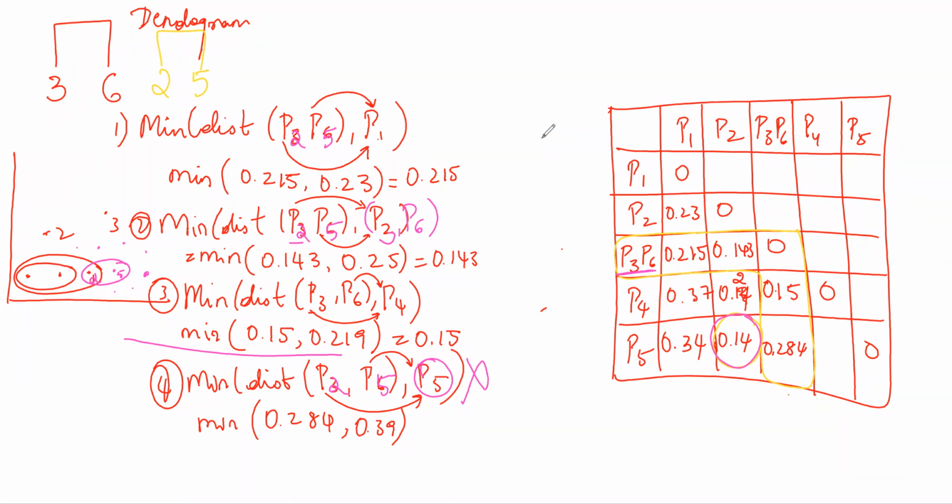2 and 5, I cannot check for P2 because it is already there. I can take P3, but P3 is already a cluster of P3 and P6. So I will take P3 and P6. And after that, P4 is the one. So I'll have P2 and P5 with respect to 4. The next is P5, but I already have P5 over here, so I'm omitting it. So I'll have only these 3 minimum distances that I have to identify. Can you let me know the distances?